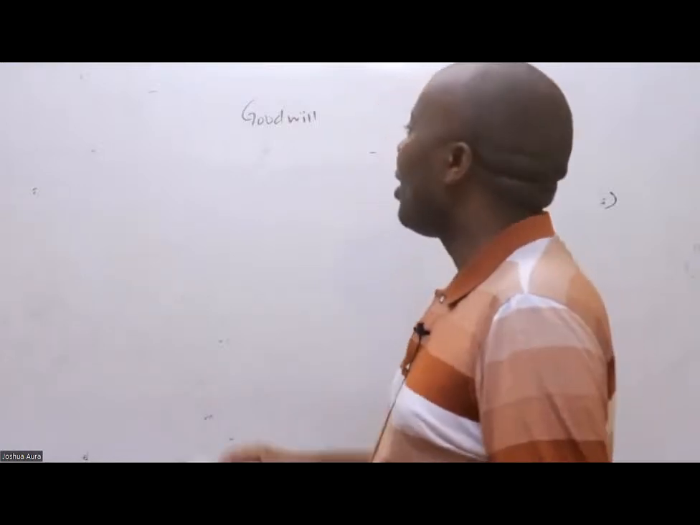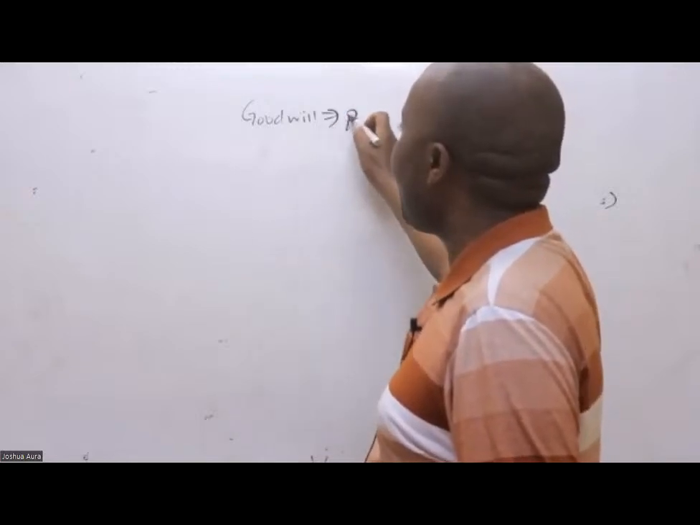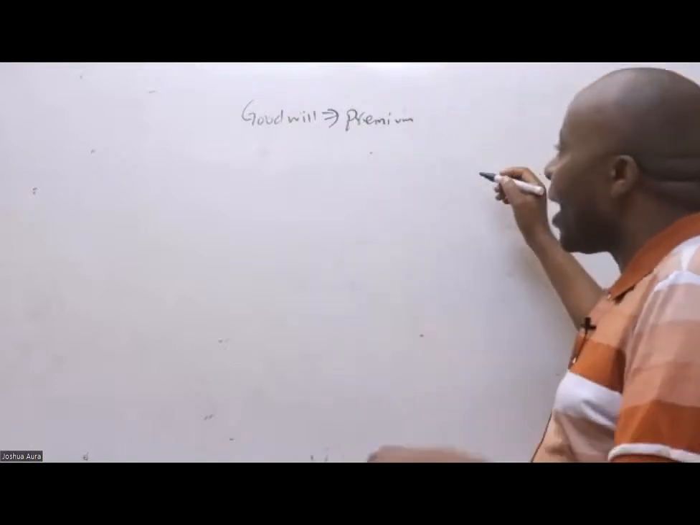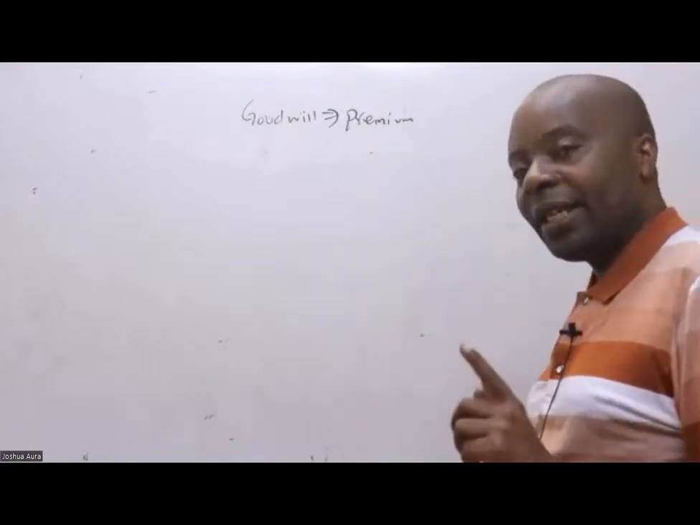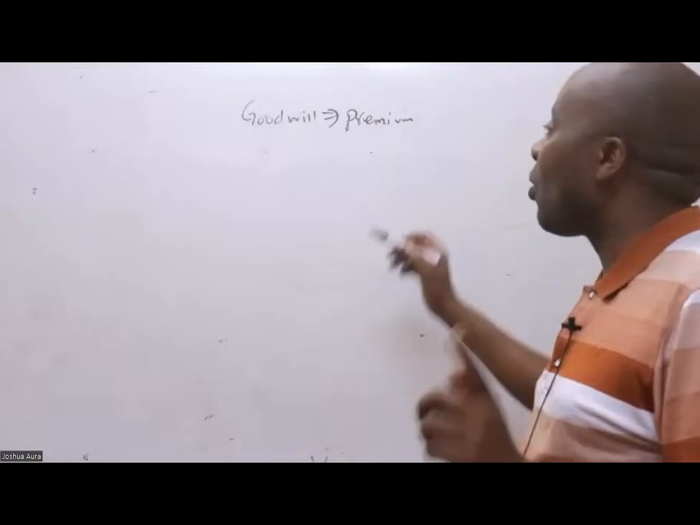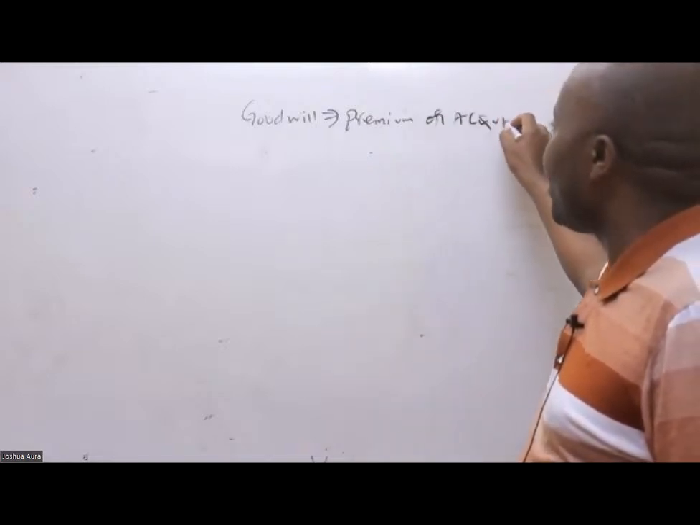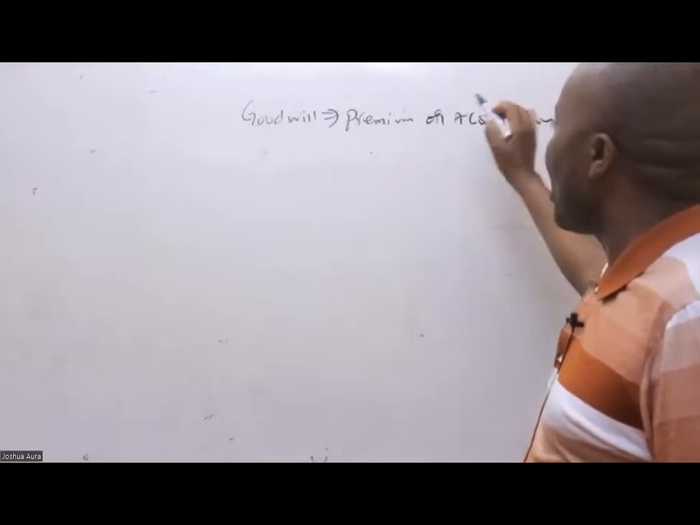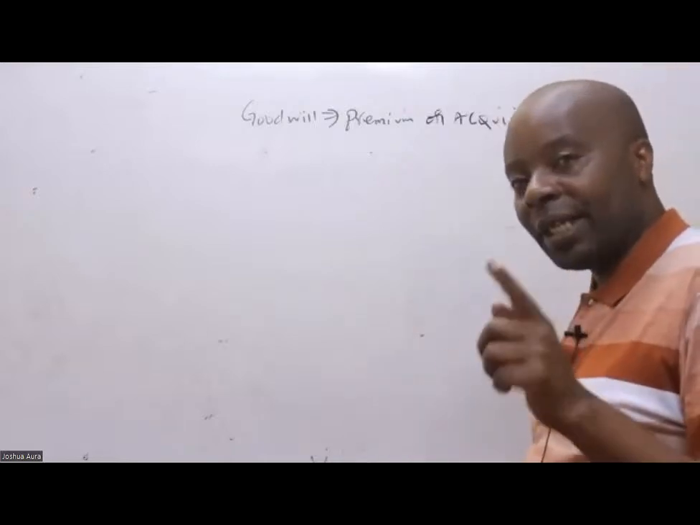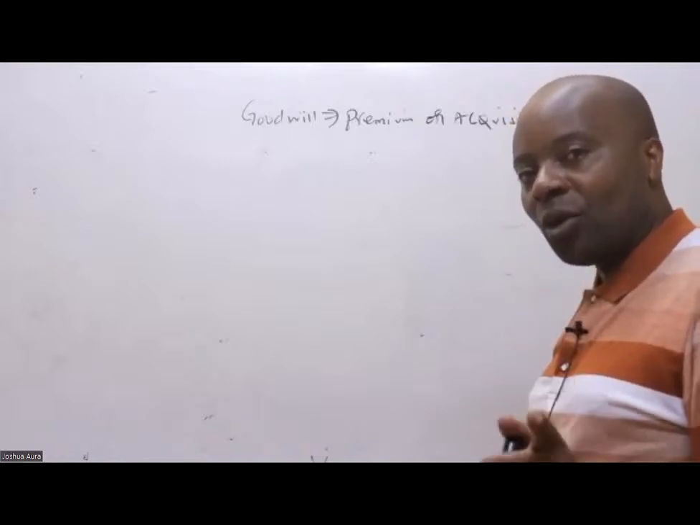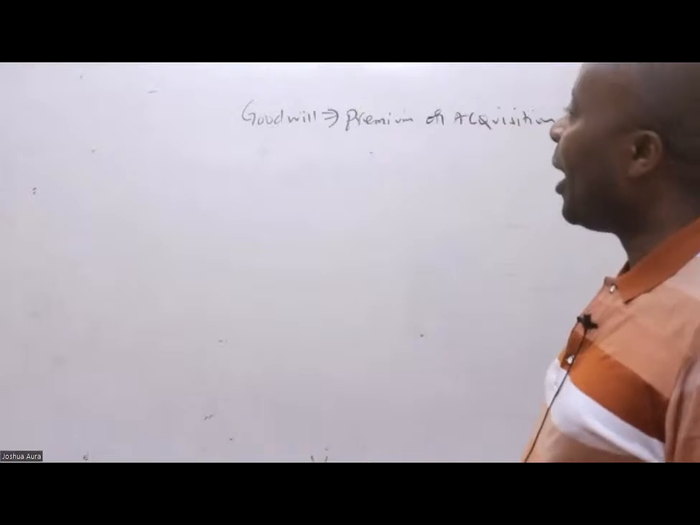So basically, goodwill is the premium payable on acquiring a subsidiary. It's basically the premium on acquisition. When you acquire a subsidiary, the premium that you pay is called goodwill. How do we calculate goodwill?